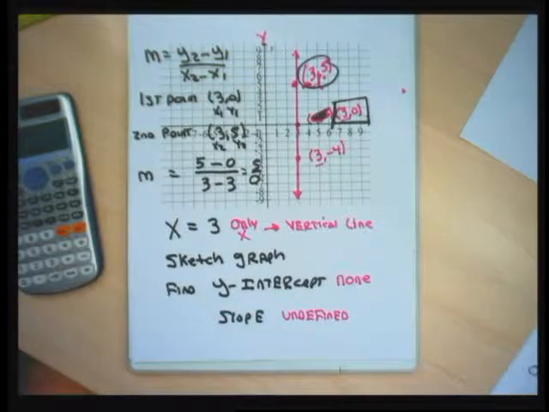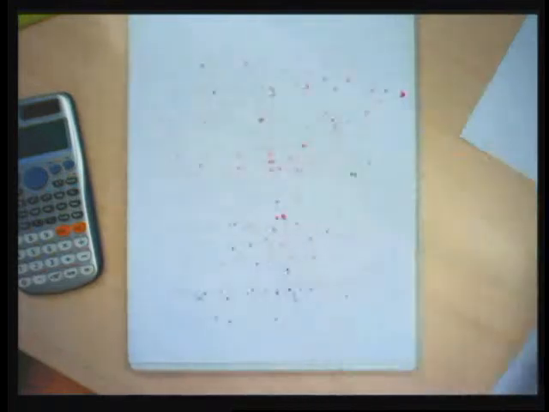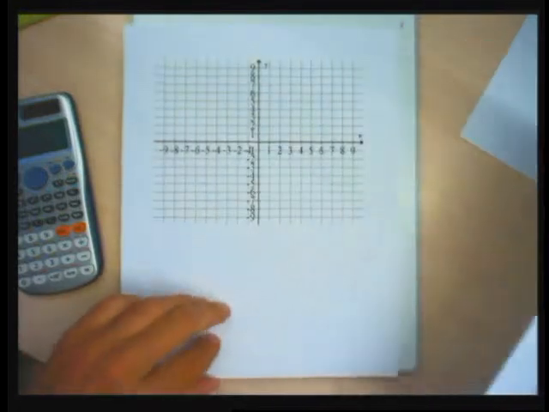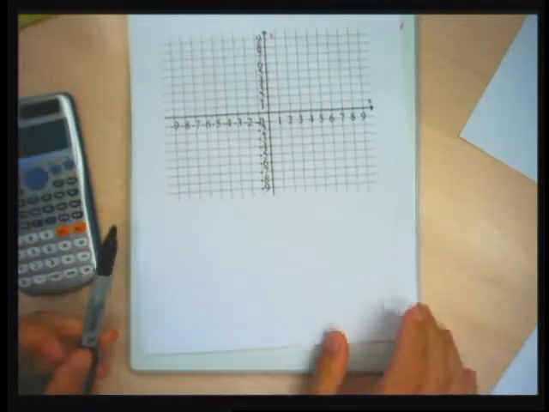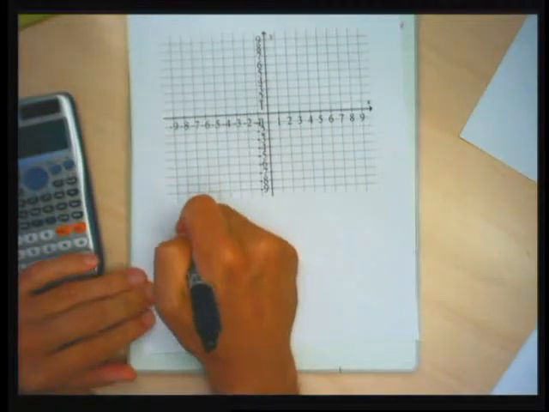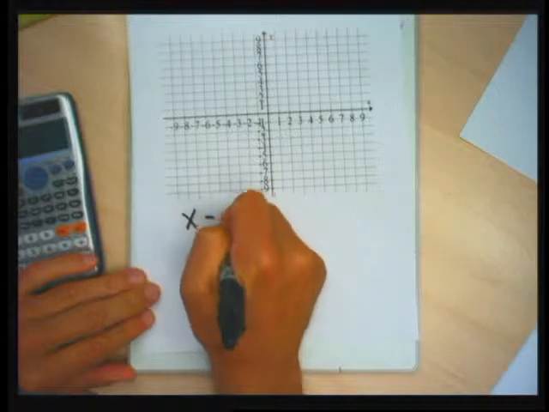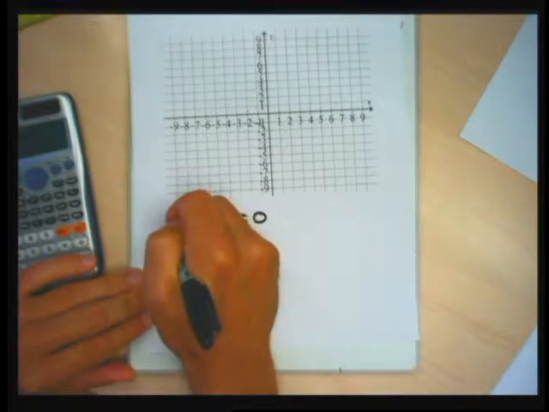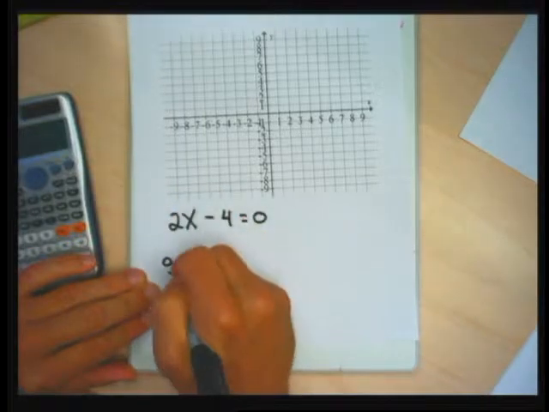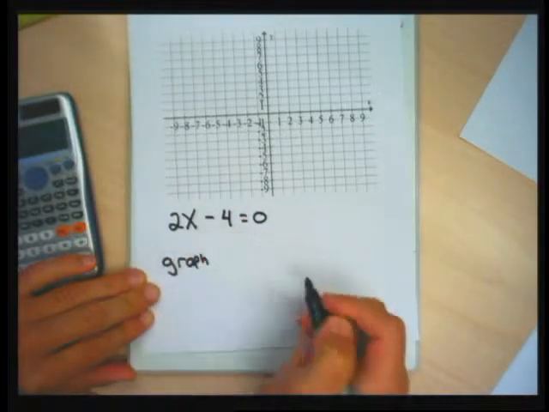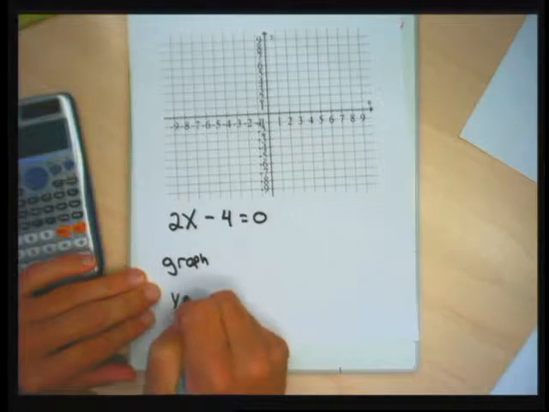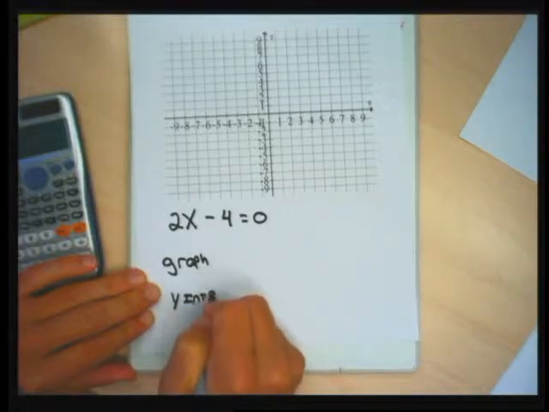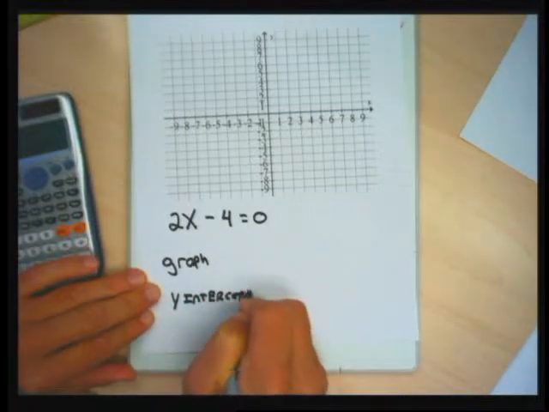That's everything I wanted to do with that equation. I'm going to do one more. I'll keep it a nice positive one with the x's, and then I'll get into the handout. So let me do the same thing. Let's do 2x minus 4 equal to 0. I'm going to graph, find the y-intercept, and find the slope.